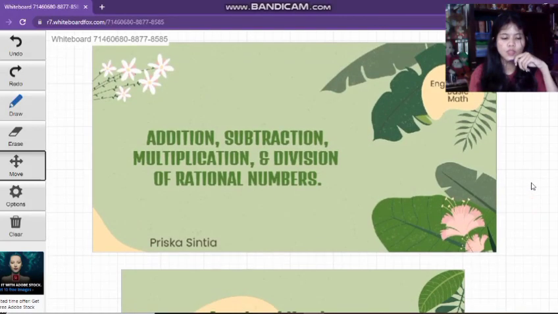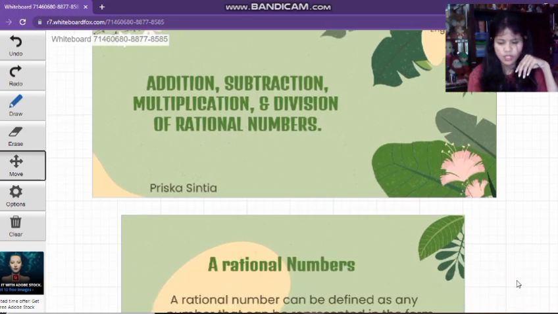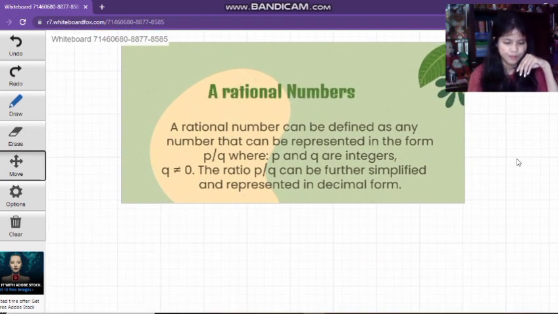Okay, hello class. We are going to learn about our next material, which is about rational numbers: addition, subtraction, multiplication, and also division. Okay, before we jump to the addition, subtraction, multiplication, division, what is a rational number?